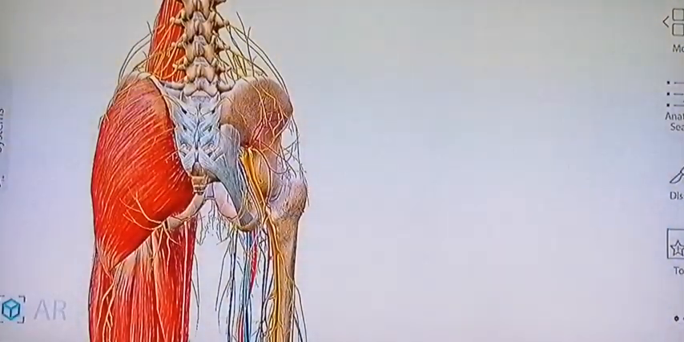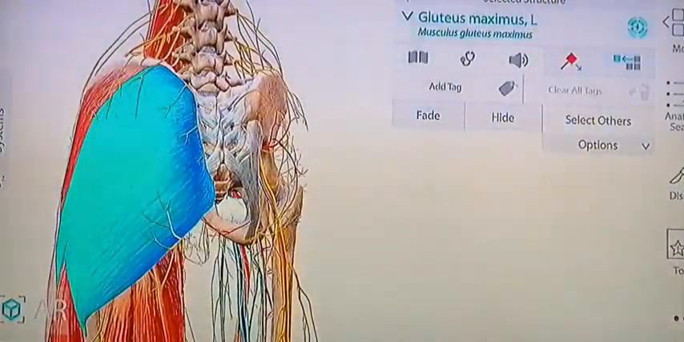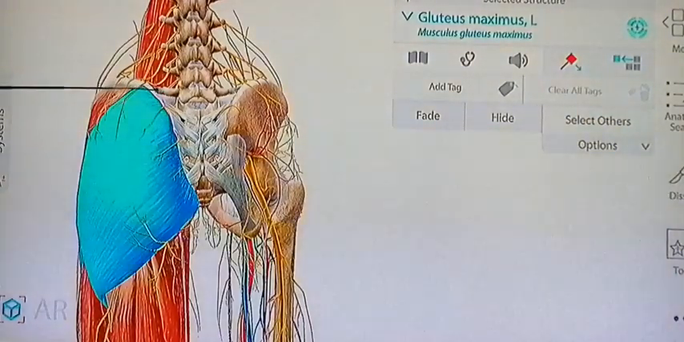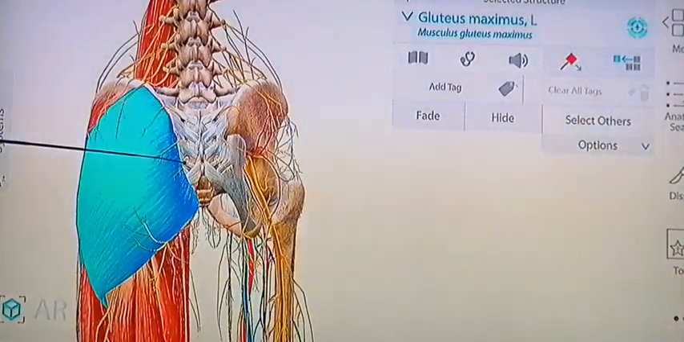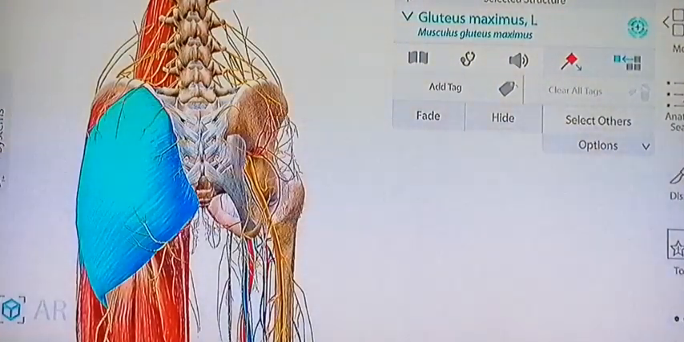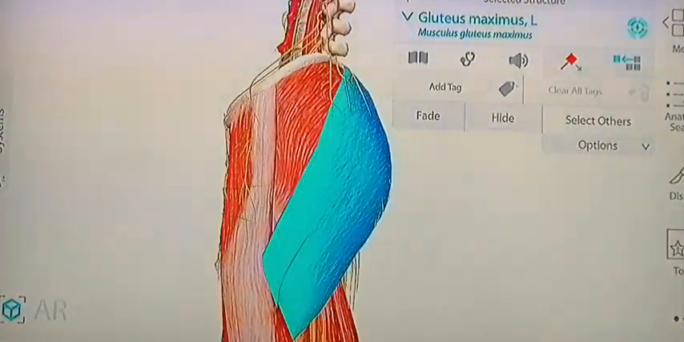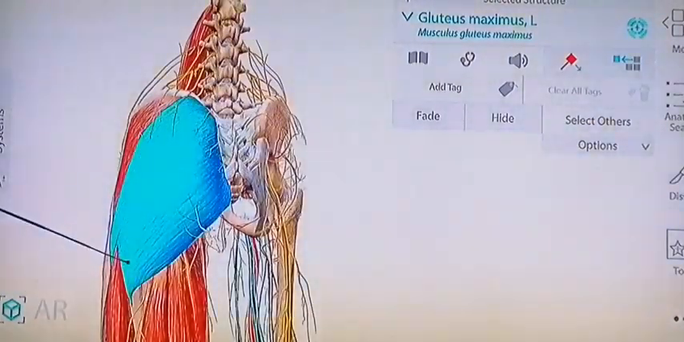Now I am seeing the muscles of the first group, and firstly I am going to talk about this muscle. This is the gluteus maximus muscle. Its origin is from the outer surface of the ilium, the posterior surface of the sacrum and coccyx, and the sacrotuberous ligament. The insertion of this muscle is in the iliotibial tract and the gluteal tuberosity.